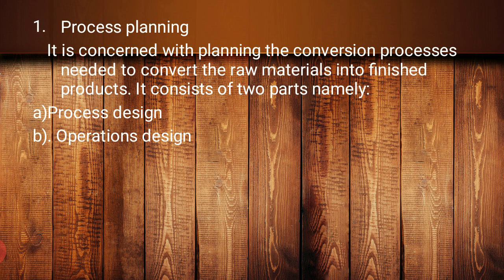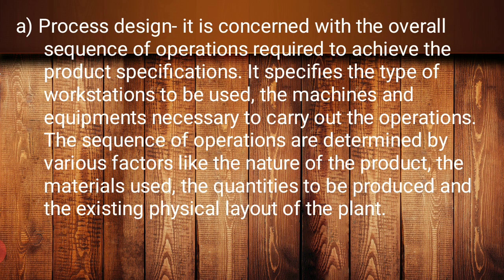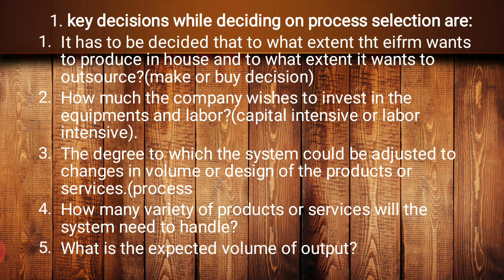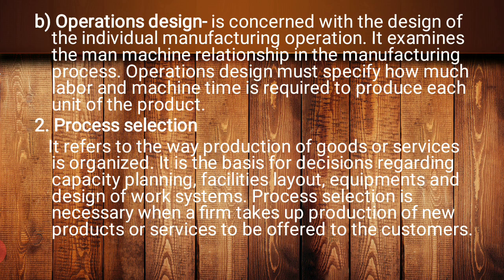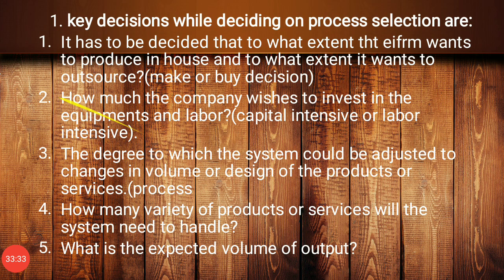And at the end we have seen two aspects, process planning and process selection. Process planning can be further divided into two aspects, that is process design, a wider term, and operation design, stage wise, which tells us about the man-machine relationship. And process selection, as I told you, is a wider term. It means which method you want to use, how you want to produce, and at that time key decisions are taken depending upon these five different questions or aspects that any manufacturer has to keep in mind. All right, so that's the end of the lecture today.